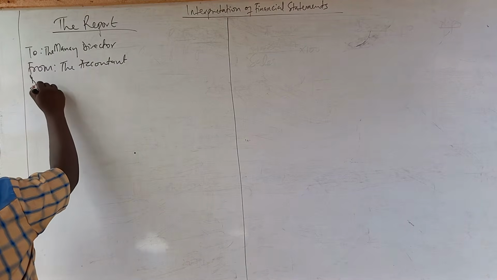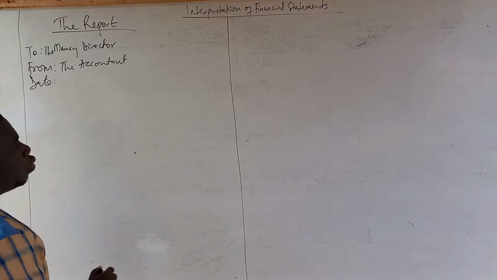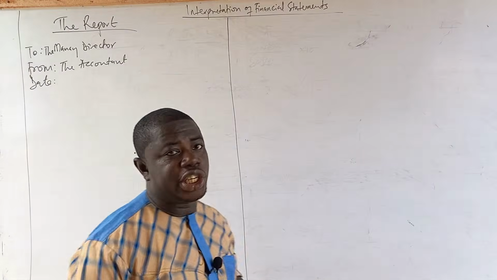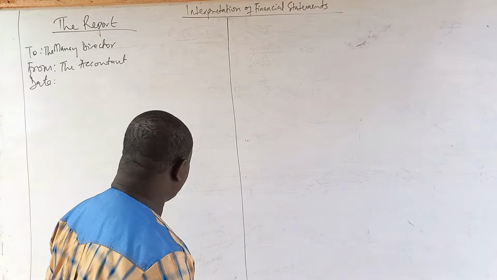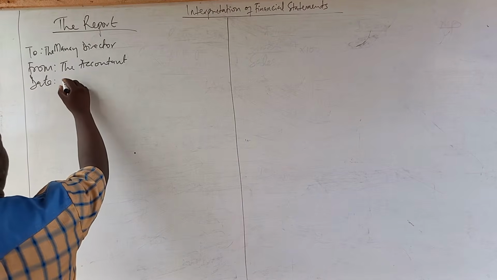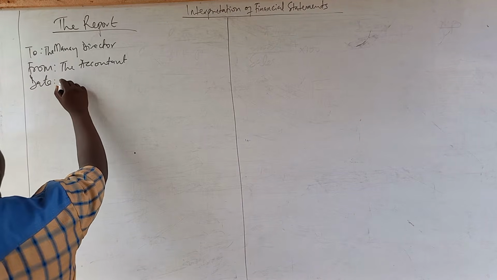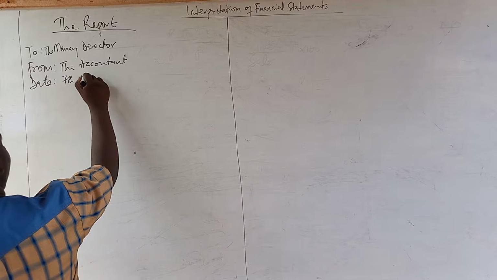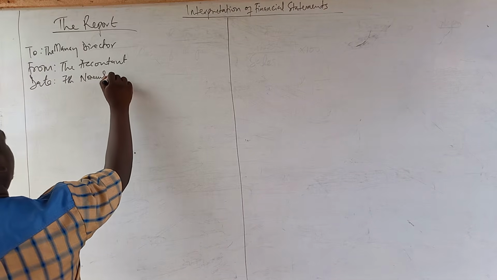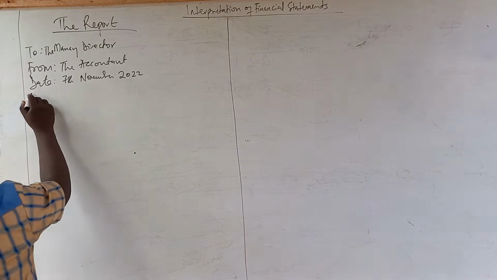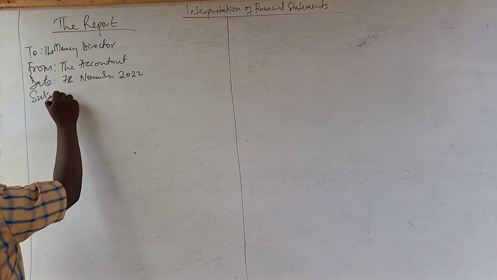And then the date of the report will also come. So date. Usually in an exam situation, it will be the date of the exam, in most cases. So let's say the date you are writing is on the 7th of November 2022. So you arrange it this way, and then the next thing is subject.